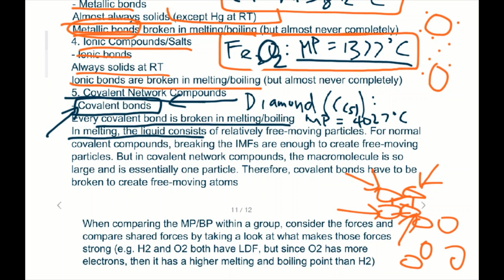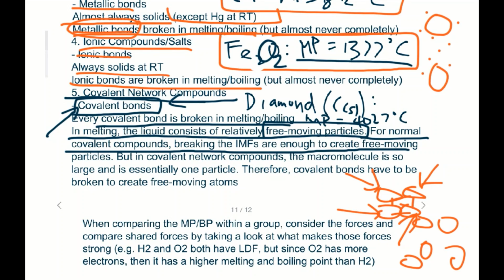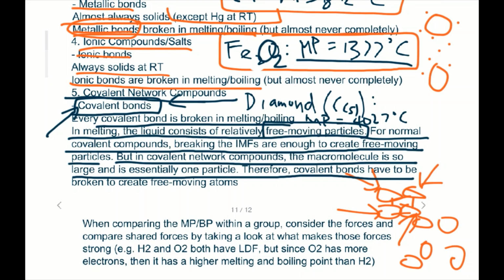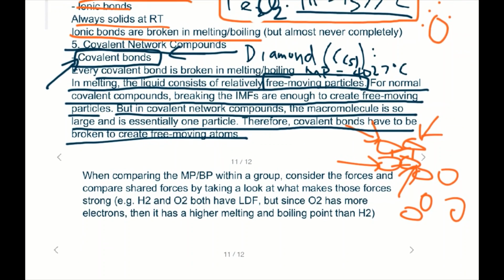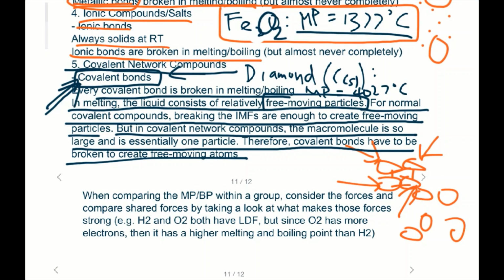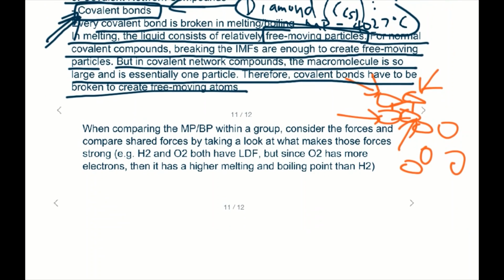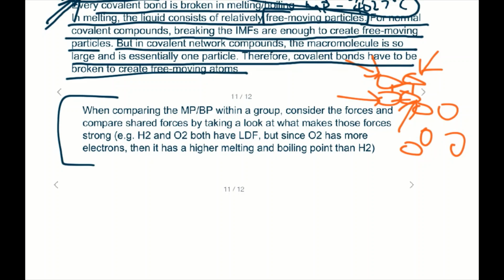Now, let's talk about why covalent bonds are broken in melting and boiling. In melting, the liquid consists of freely moving particles, as I mentioned before. For normal covalent compounds, breaking the intermolecular forces is enough to create free-moving particles, but in covalent network compounds, the macromolecule is so large that it is essentially one particle. Therefore, covalent bonds have to be broken to create free-moving atoms. So, it's going to take much more energy to break covalent bonds, and that's why something like diamond, a covalent network compound, has a melting point of 4,027 degrees Celsius.